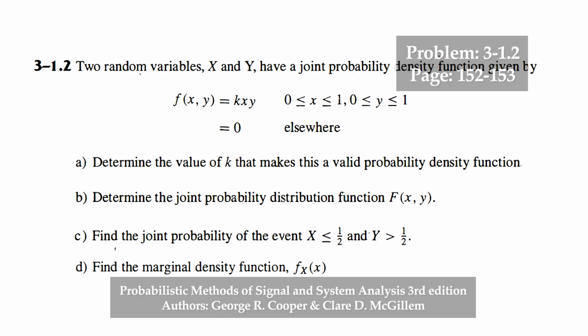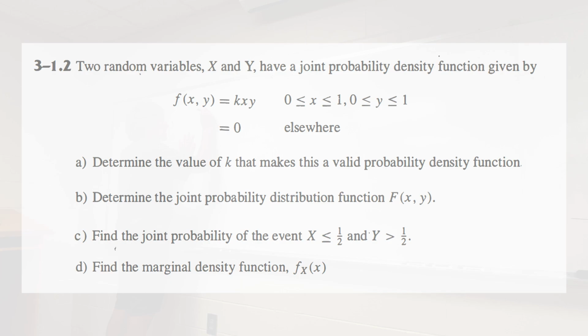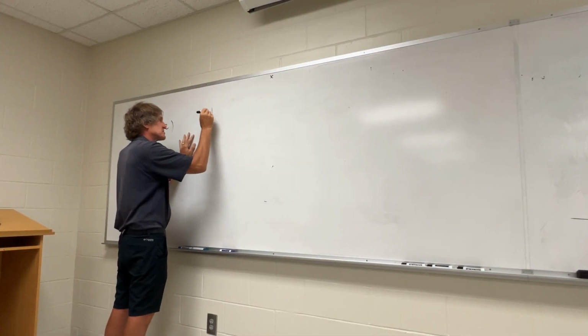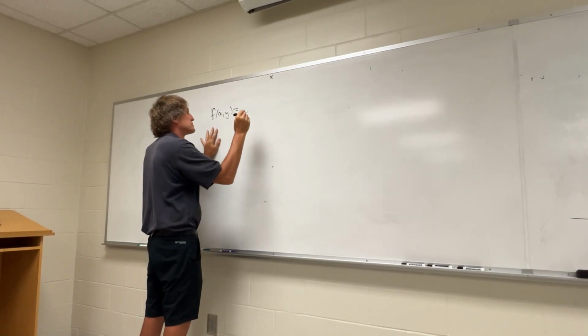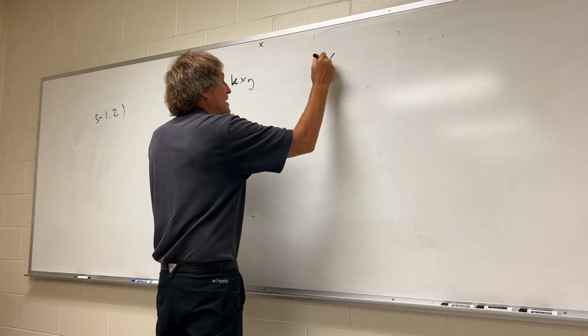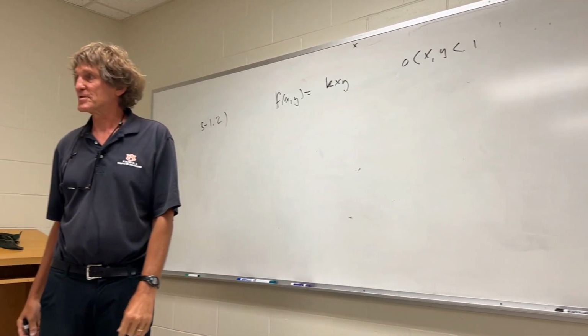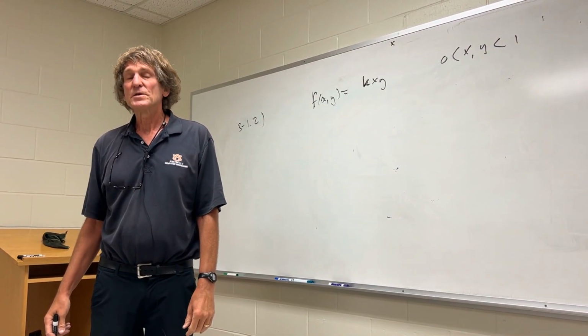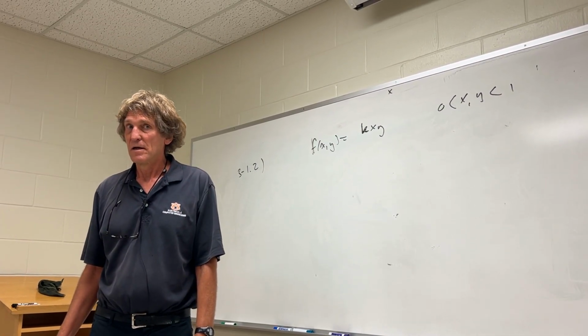Next part, go ahead. All right, 3TAC 1.2, it's two random variables, x and y, with a probability density function. Small f is the probability density function. That's equal to k times x times y, for x, y greater than 0, less than 1. He likes that area, which is nice. I like 0 to 1. And then determine the value of k that makes this a valid probability density function.